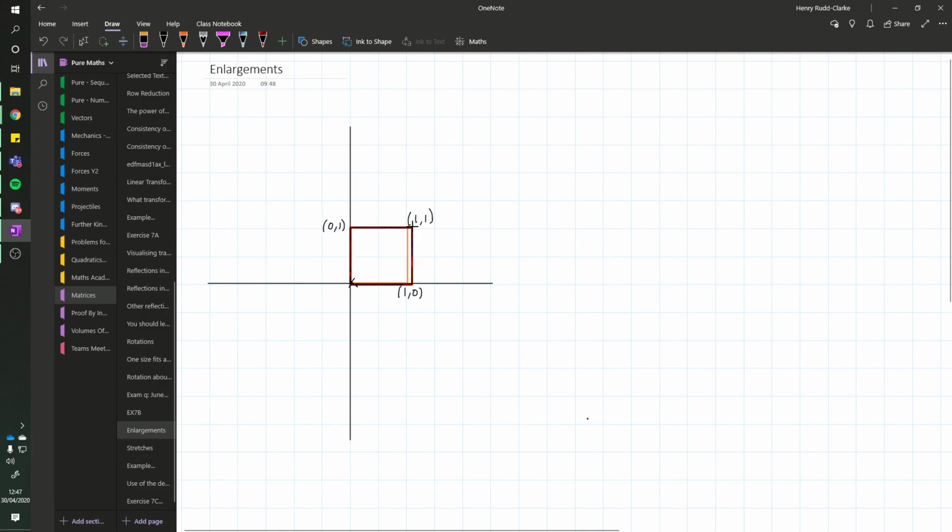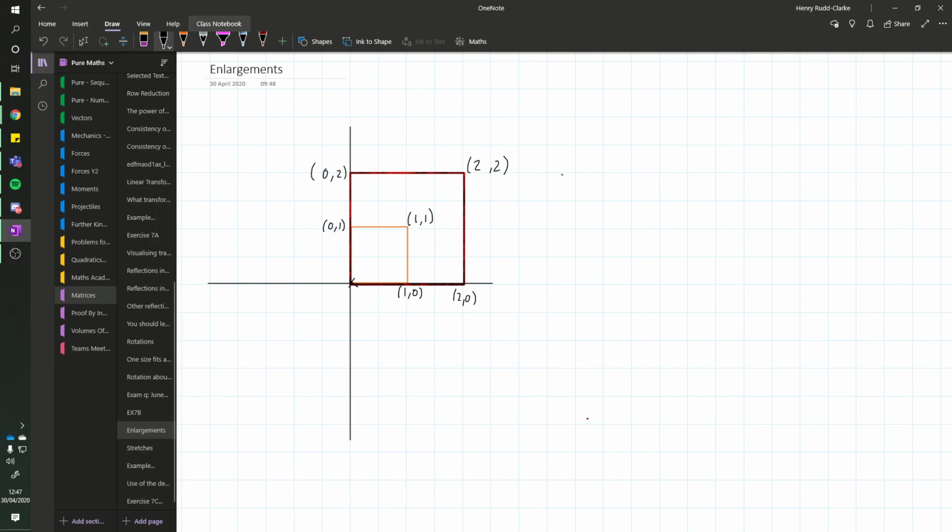So this is a unit square as familiar from before, and what we're going to do is enlarge it by a scale factor of 2. If I enlarge it by a scale factor of 2, you should notice, hopefully, that the corners will now be at these positions. So (2, 0), (0, 2), and of course (2, 2).